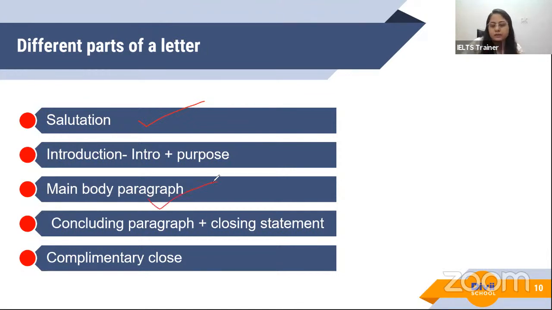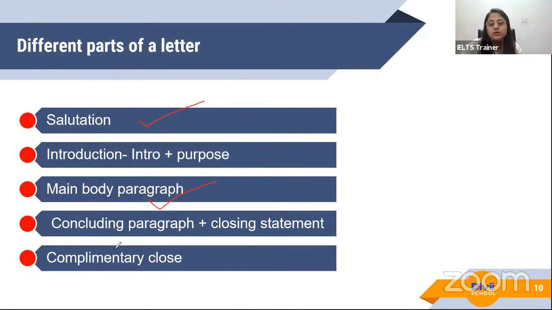Then comes the main body. Here you are going to elaborate the entire situation, what the letter is all about. You will write everything in detail, what they're asking you to write into the main body. Most of the time, it is point 2 of the letter. I just showed a letter to you. So in point 2, you have 3 different points below your actual question. So you will be writing point 2 in elaboration in the main body part.